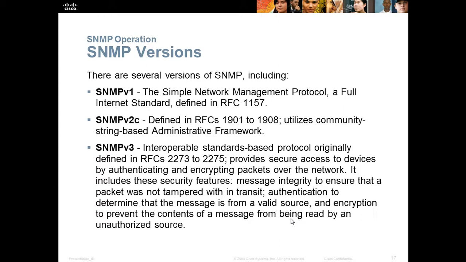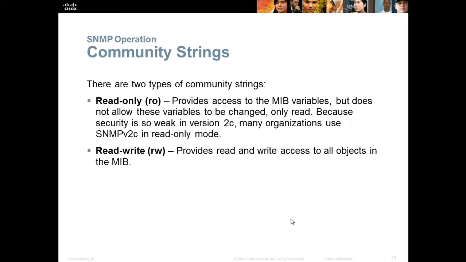SNMP version 3 is an interoperable, standards-based protocol, originally defined in RFC 2273 to 2275. It provides secure access to devices by authenticating and encrypting packets over the network. It includes these security features: message integrity to ensure that the packet was not tampered with in transit, authentication to determine that the message is from a valid source, and encryption to prevent the content of a message from being read by an unauthorized source.